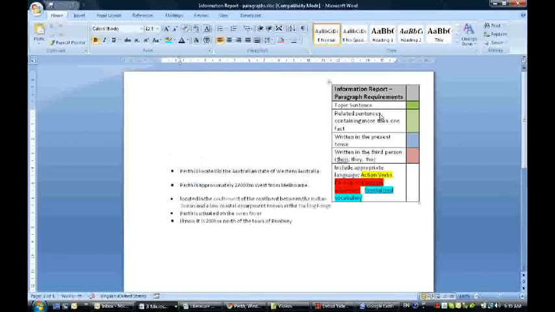Perth is located in the Australian state of Western Australia. Okay, that's pretty good. Perth is approximately 2,700 kilometres west from Melbourne. Okay, that first statement is not a bad way to start. It's saying the word located, so we know we're talking about the location of Perth in this paragraph. So that is going to explain what we're talking about. So I'm going to just write that out as is.